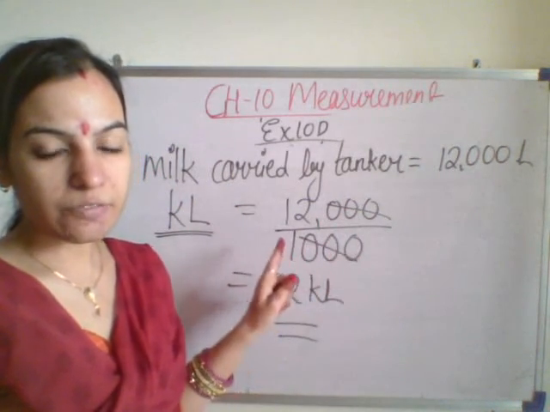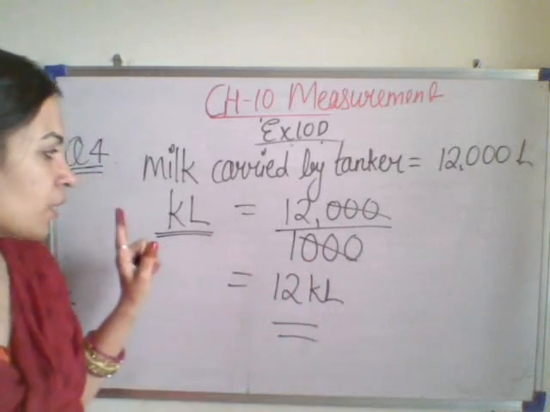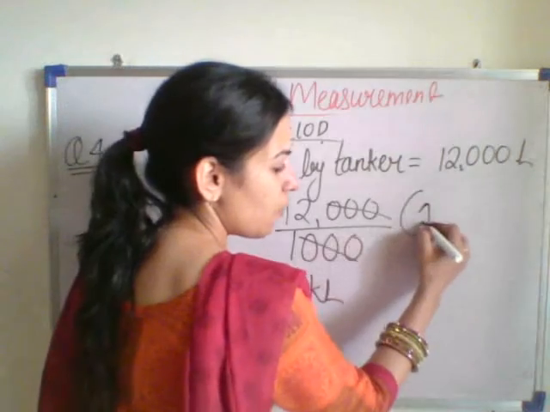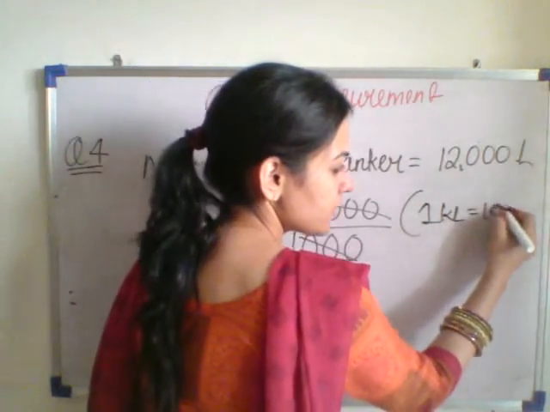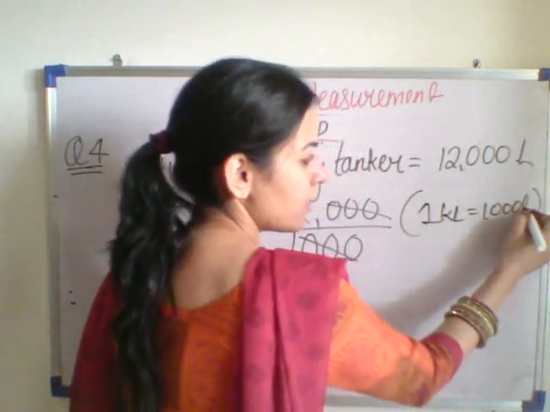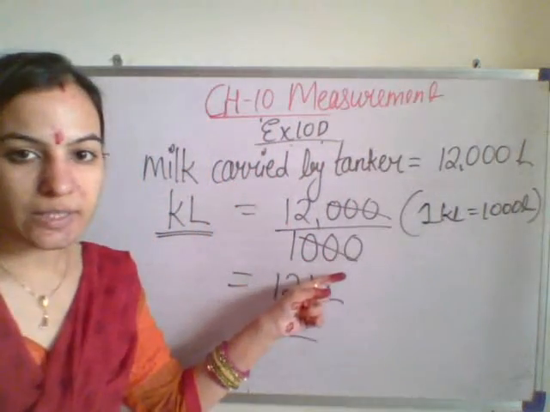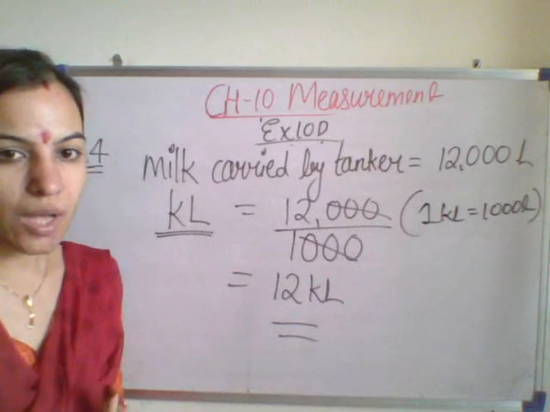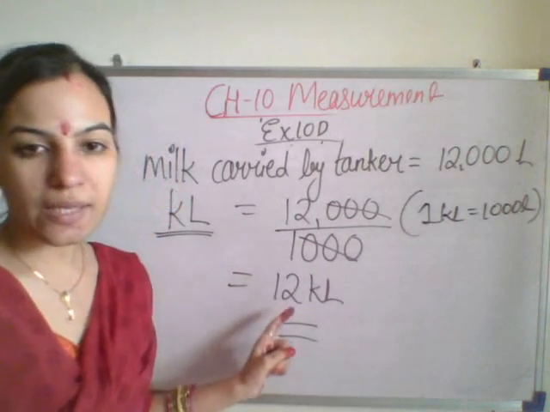Why am I dividing it with 1000? Because 1 kiloliter has 1000 liter. 1 kiloliter is equal to 1000 liter. That's why I am dividing it with the 1000. So the zeros cancel out and our answer is 12 kiloliter.